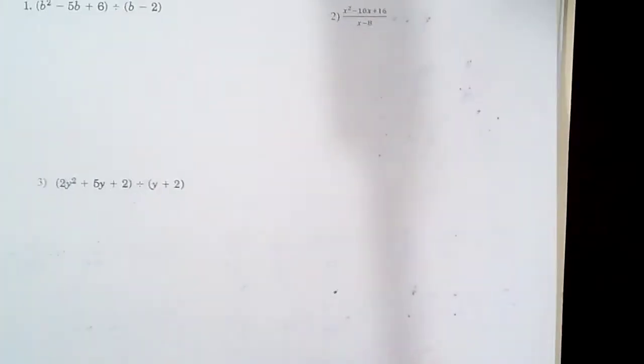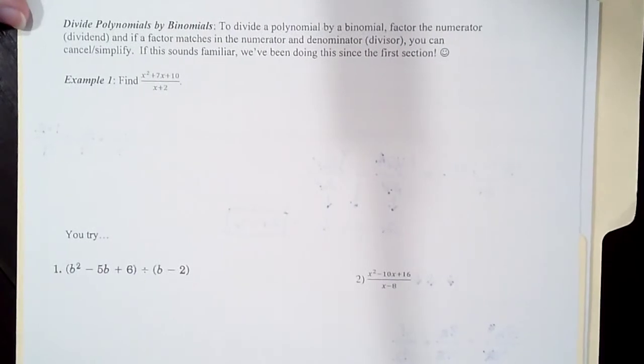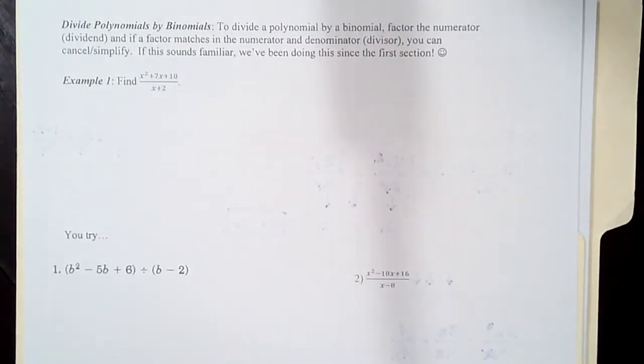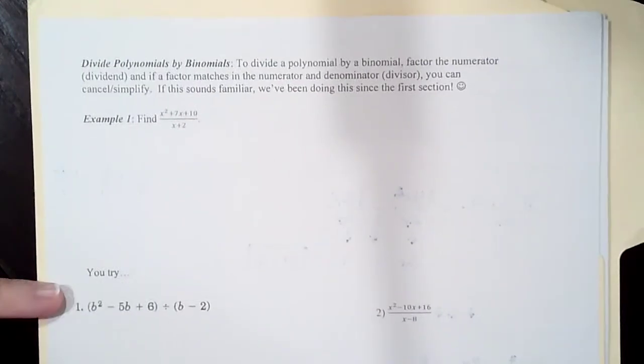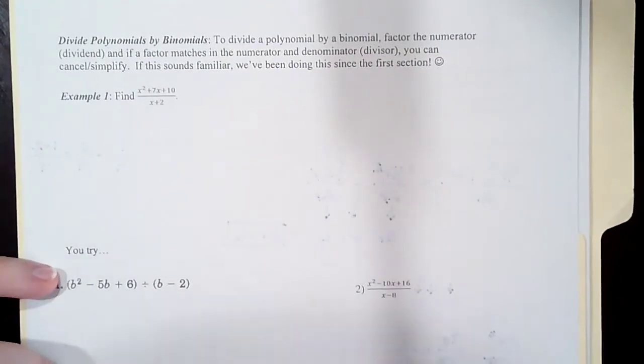All right, well, let's check out the backside. Dividing polynomials by binomials. To divide a polynomial by a binomial, factor the numerator, and if the factor matches in the numerator and denominator with the divisor, you can cancel or simplify. If this sounds familiar, even with all that math language, it's because we've been doing it since the first section. So just like I've shown you in some of the multiplication and division videos.